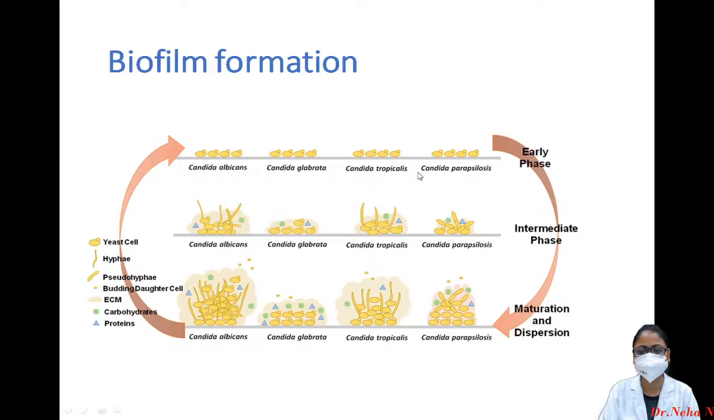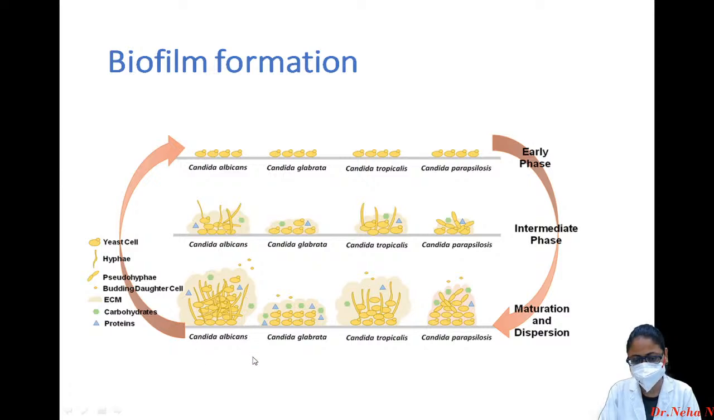Now coming to the biofilm formation. Biofilm is formed by Candida in three phases, that is the early phase, intermediate phase, and maturation and dispersion phase. In the early phase, there is only attachment of the yeast cells to the surface. In the intermediate phase, there is hyphae formation and some production of extracellular matrix, and there is also acquisition of nutrients, that is carbohydrates and proteins.